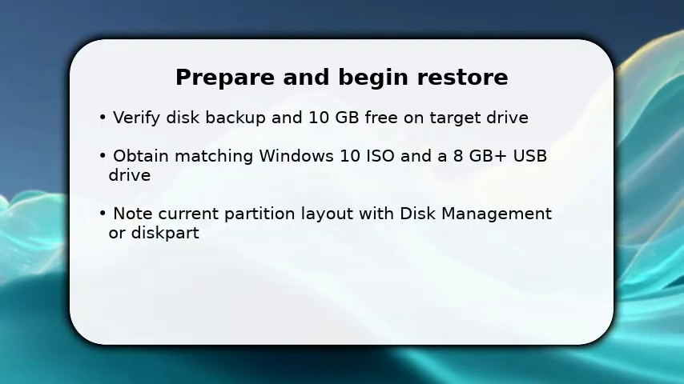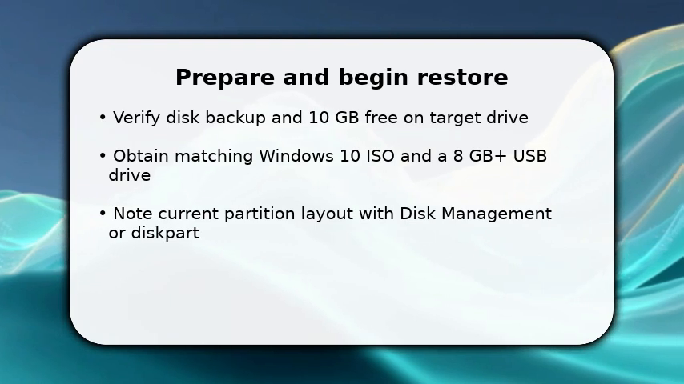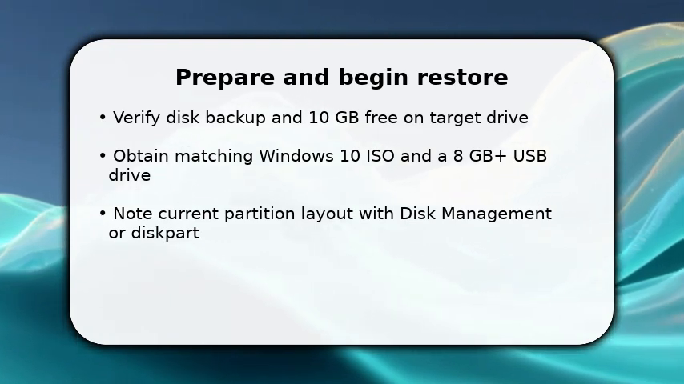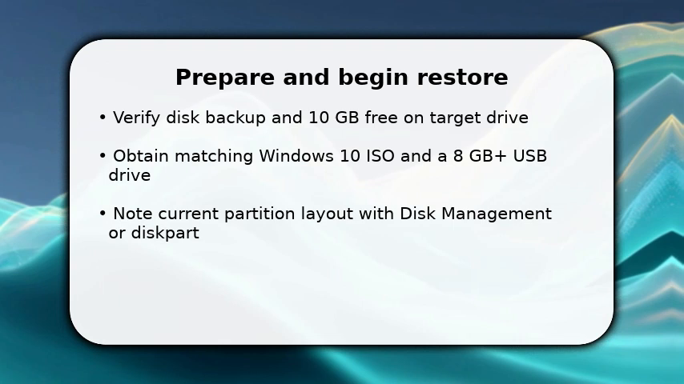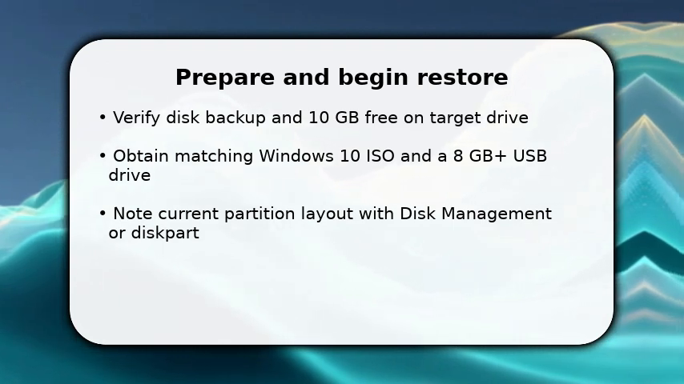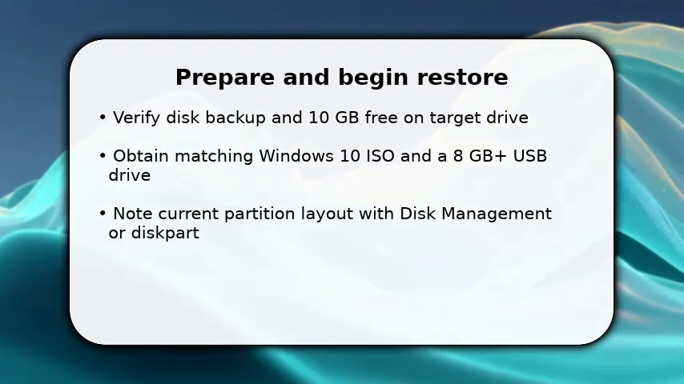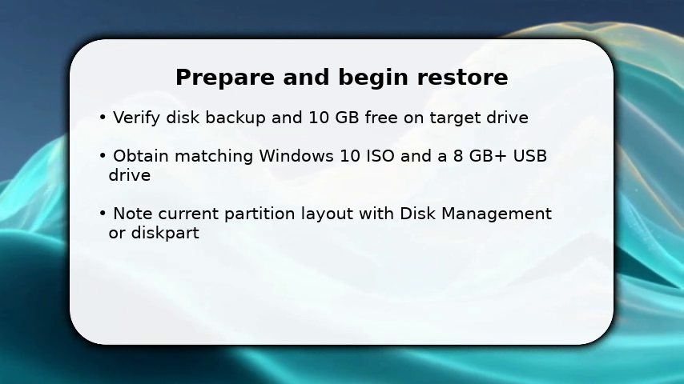You start by confirming you have a full backup and enough free space. You cannot recreate a recovery partition without the source image. Once done, mount or burn the matching Windows 10 ISO to a USB drive and boot tools.